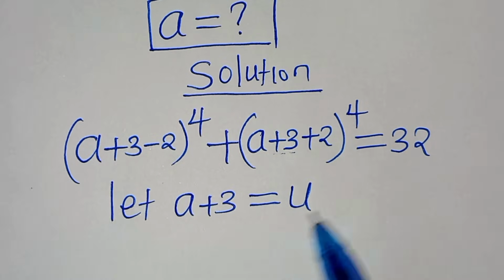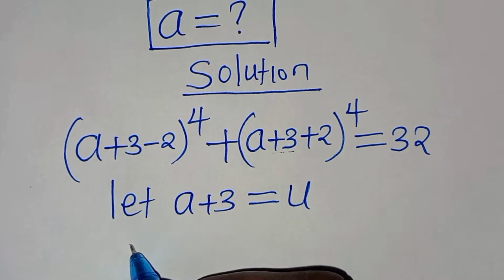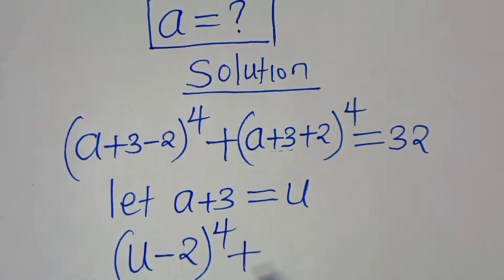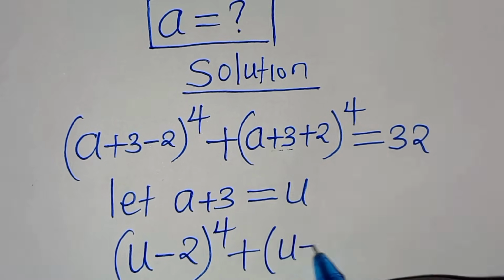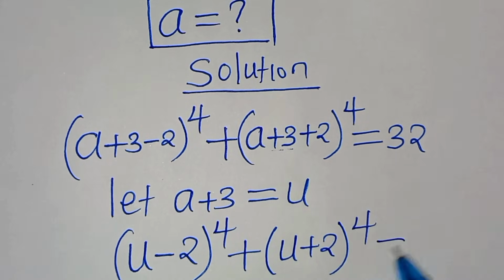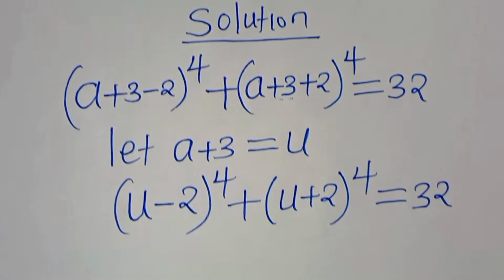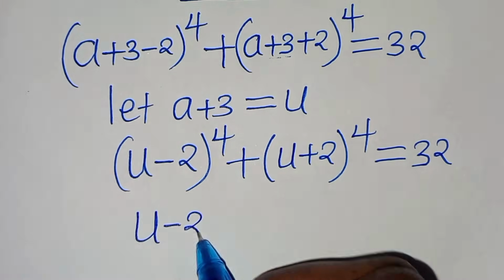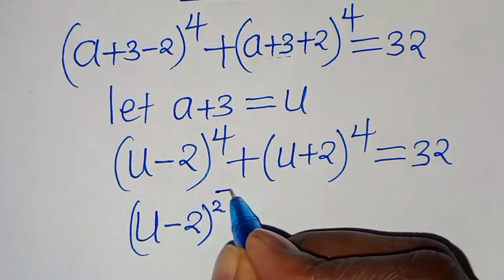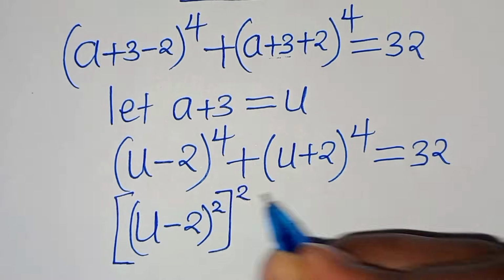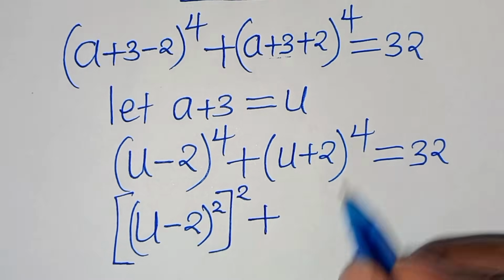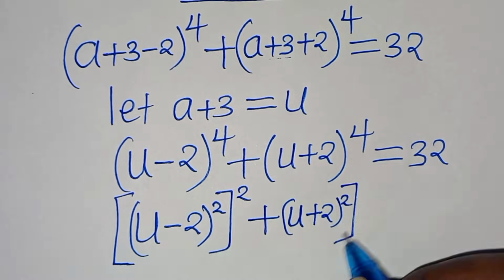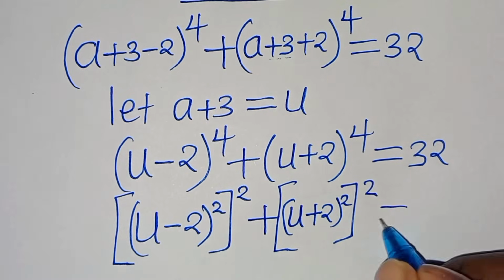Okay, so let's substitute u into this equation so that we have (u - 2)^4 plus (u + 2)^4, equal to 32. We can express (u - 2)^4 as ((u - 2)^2)^2, then plus (u + 2)^4, which can be expressed as ((u + 2)^2)^2. This is equal to 32.